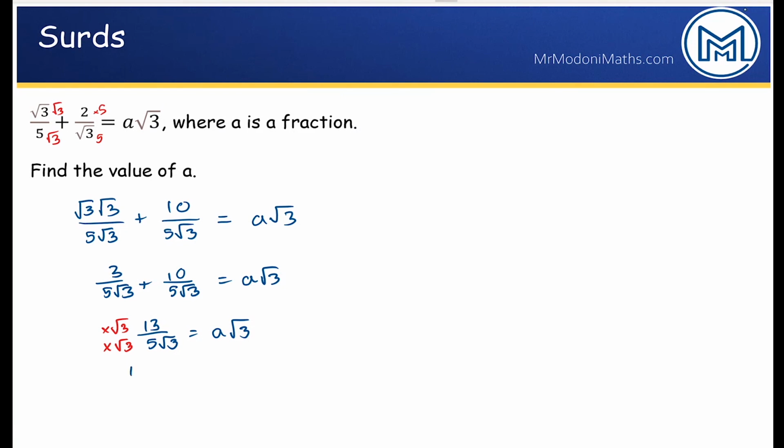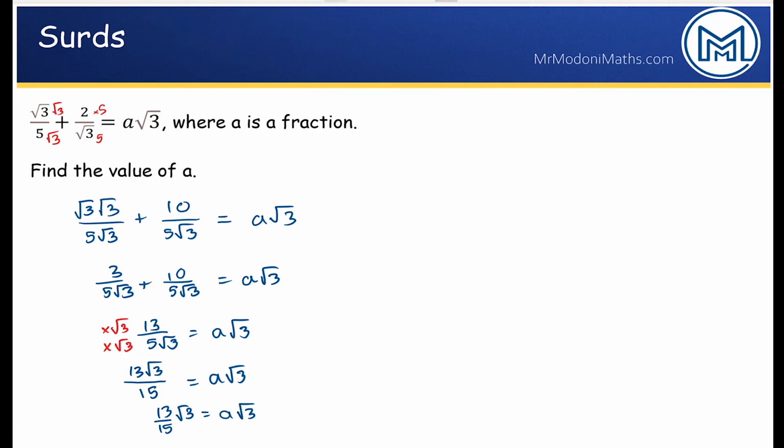So this gives us 13 root 3 on the numerator, and when we multiply root 3 by 5 root 3 on the denominator, the root 3 times root 3 gives us 3, so 5 times 3 gives us 15 on the denominator, which is equal to a root 3. Now, just to compare the left-hand side to the right-hand side, we are going to write down the left-hand side in the form of 13 over 15 root 3. And on the right-hand side, we've got a root 3.